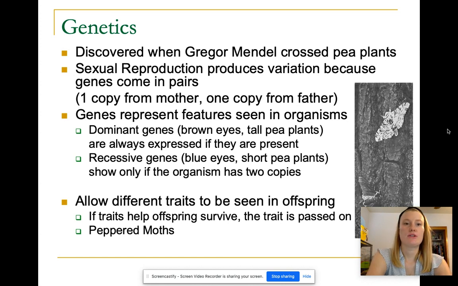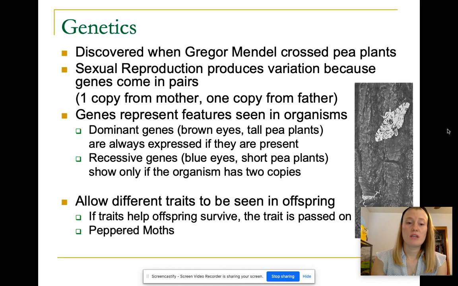So, as you can see on the screen, we are going to be talking about Gregor Mendel. As I have taught you previously, Gregor Mendel discovered genetics. He crossed pea plants and bred them together to see what he could find. So, sexual reproduction obviously produces variations, because you have one copy from the mother and one copy from the father.